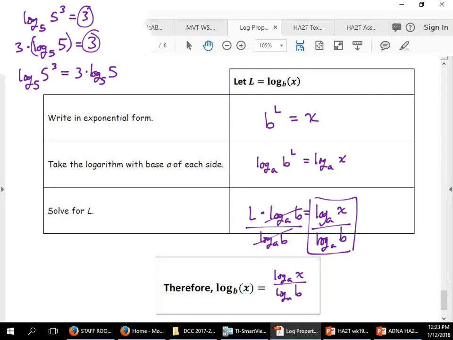You know what's common? It's common to use base 10. So log base 10 of x divided by log base 10 of b. This is known as a common log change of base ratio. There it is. That's the common log. You can also do this with base e. That would be natural log of x divided by natural log of b.